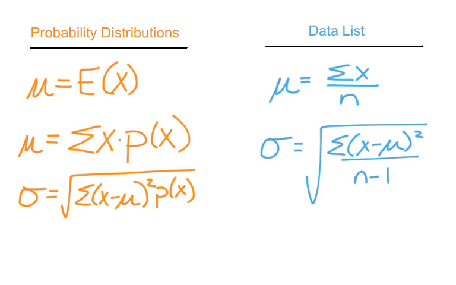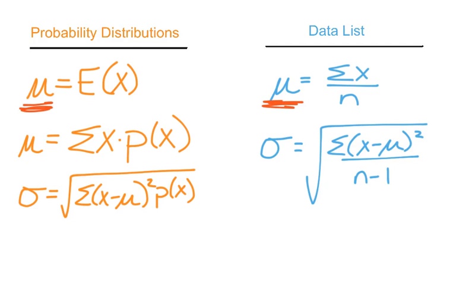There's a difference in terms of the formulas, and here they are. If you see something with a probability distribution indicating that there's some probability going on there, we actually use mu for mean. That's the generic term, no matter what kind of distribution you're dealing with, probability or data list alike, we use that mu to indicate mean.